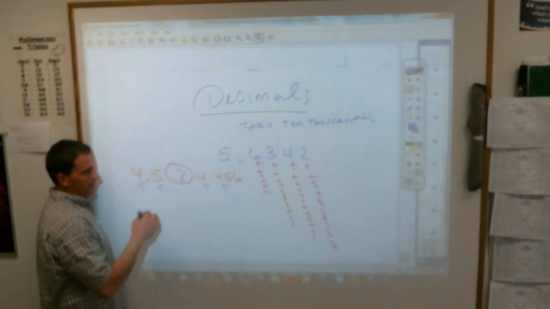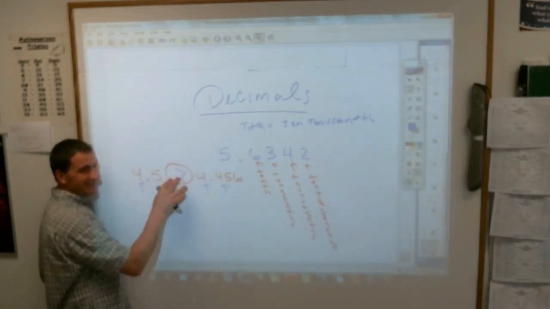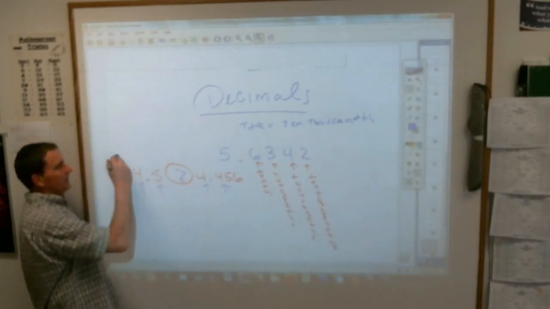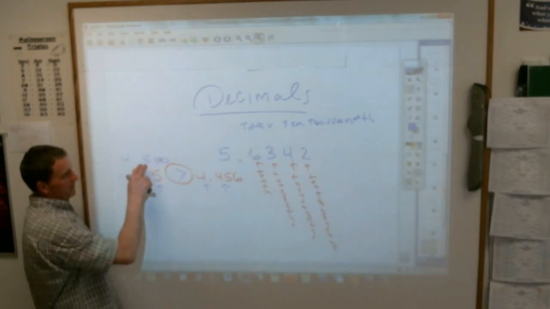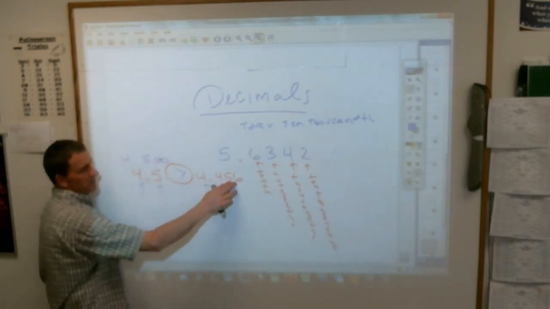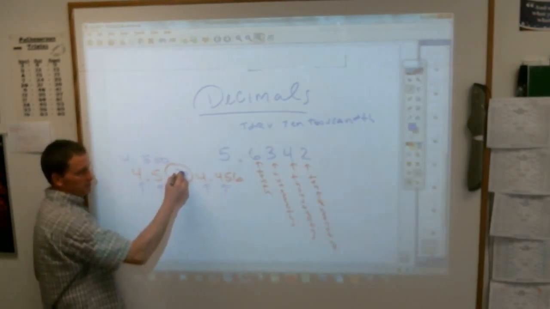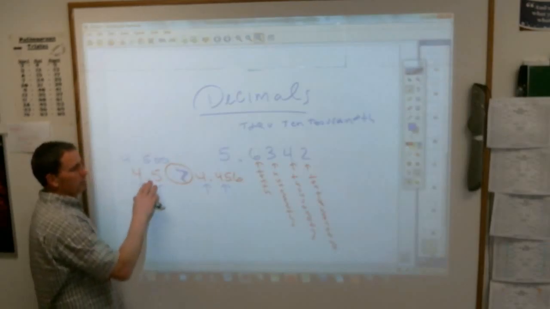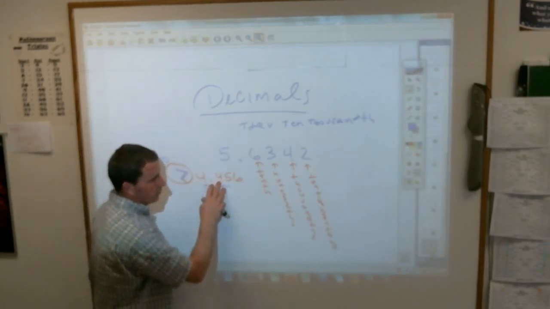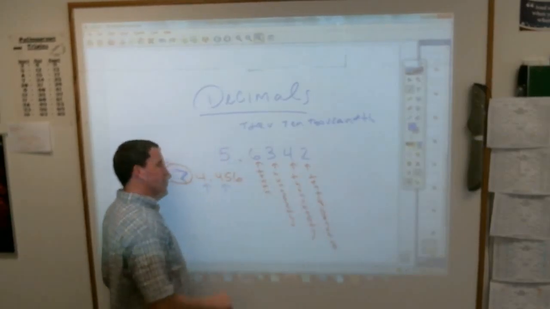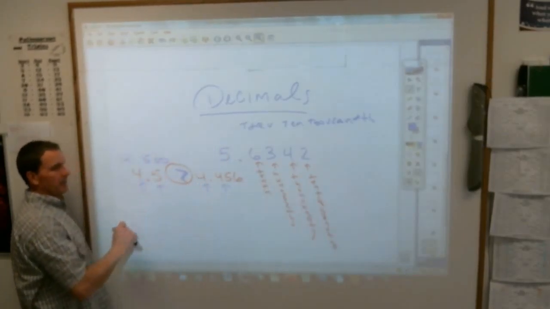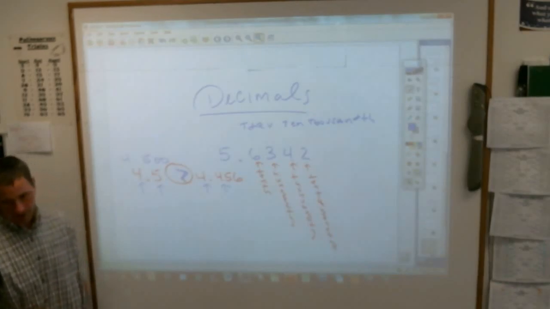Okay. If it helps, you can always add zeros at the end of decimals to make it look maybe more friendly for you. This has a 500 after the decimal, this has a 456, so this is bigger. 4.5 is bigger than 4.4 no matter how many digits come after it. I could put 1,000,000 digits after it, this one is still going to be smaller than that one. Make sure you understand that.